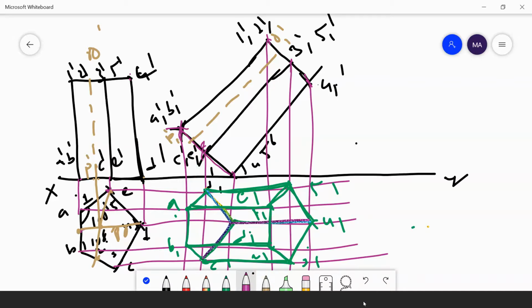I am projecting the axis here in the O line. This one will be your P1 O1. Understand? Is it clear? Up to here, to draw fast.